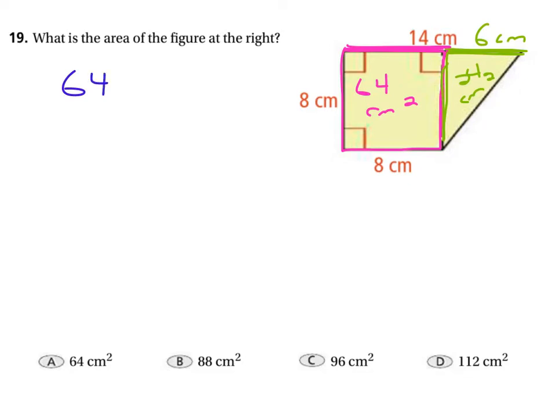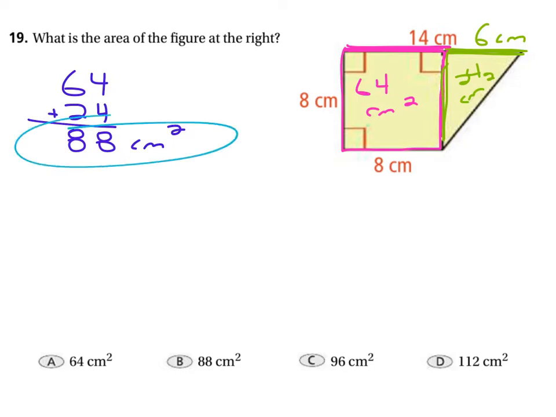The square part of it is 64, the triangular part of it is 24, and when we add them together, we get 88. And what are the units? They are centimeters squared. And that is all we need to do. That's the answer. And if we look down on the bottom, that is answer B. Let's bubble it, and we're done.